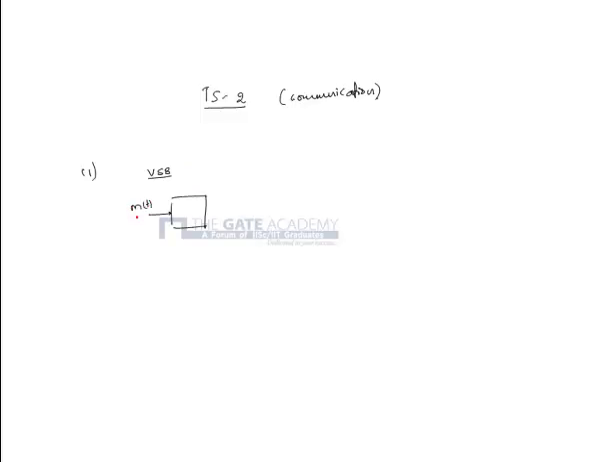A band limited signal m of t, which is band limited to minus W to plus W, is passed through a product modulator. It's assumed that the product modulator is nothing but multiplying it with a cosine waveform whose frequency is omega c, and this is then passed through a band pass filter called H(f). The output of this is given to be a VSB, vestigial sideband modulated wave.